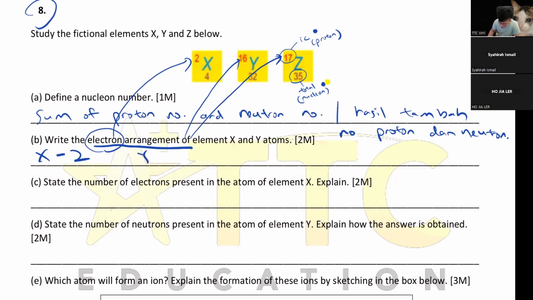And then for Y, how do you arrange 16? 2, 8, 6. 2 plus 8, 10. 10 plus 6, 16. So 16 lah. How do you arrange Z? They didn't ask for Z lah, but we'll tell them anyway. So this is 2.8.7. Cos 17. We did this just now. Same.